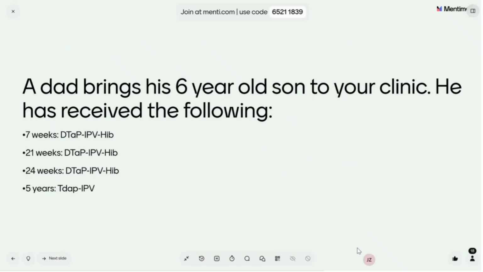I will fly through them really quickly because I recognize that we are at 7:48, so we may not have enough time for everyone to do the answers. But number 6 is that a dad brings a 6-year-old to your clinic. He's got a 7-week PDSL, a 21-week PDSL, a 24-week PDSL, and a 5-year Tdap IPV. Is he due for anything?